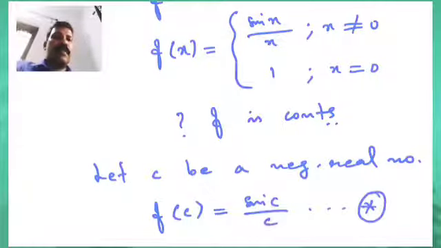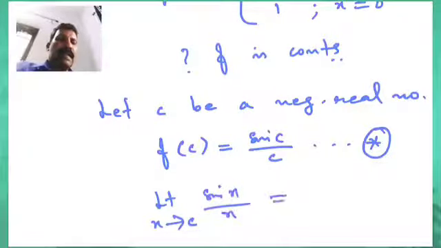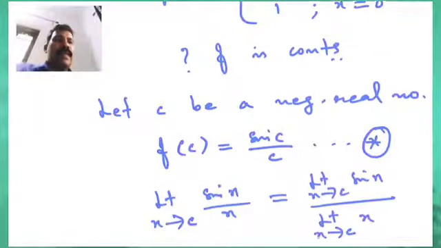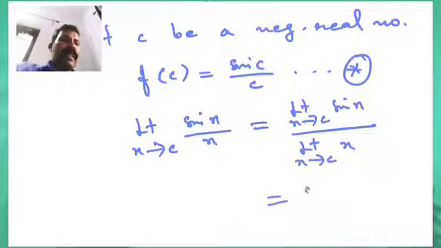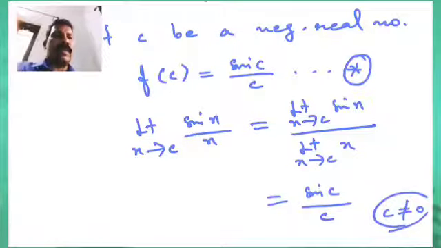And for the limit also we can find in the same way, that is limit x tends to c of sin x by x, we can have limit of x tends to c sin x divided by limit x tends to c of x, like this. Then we can have the limit that is sin c divided by c. So which exists because c not equal to 0, that is guaranteed because here c is a negative real number. In the same way we can proceed with c when it is a positive real number.